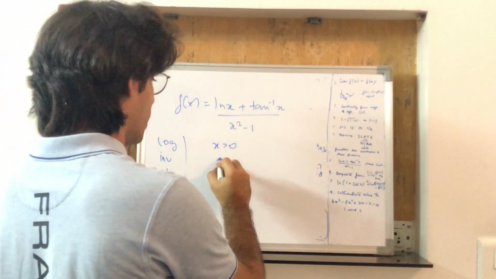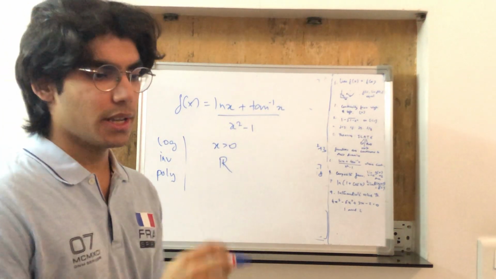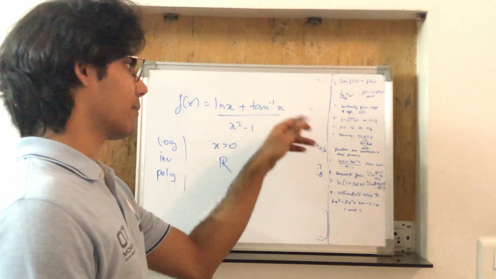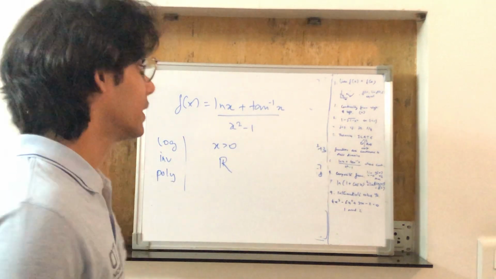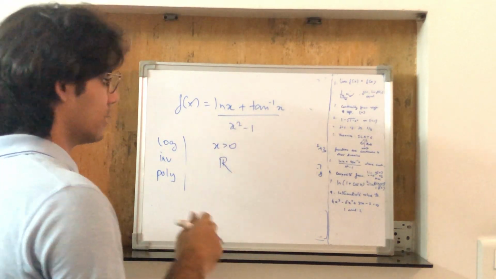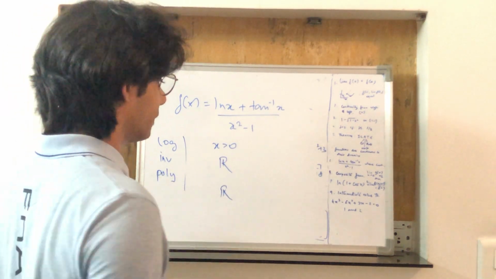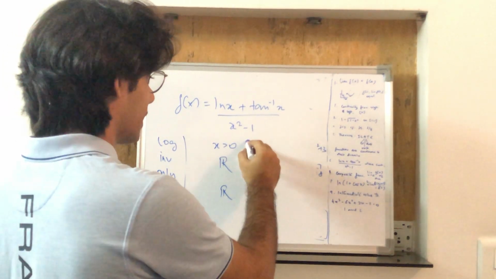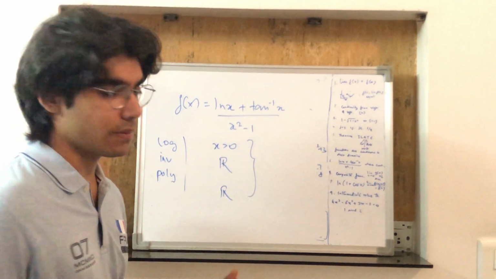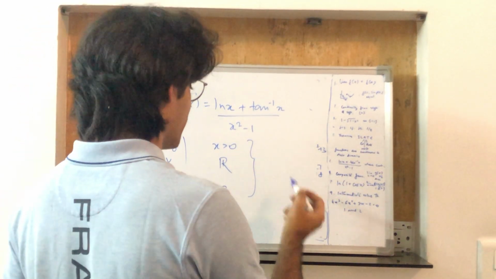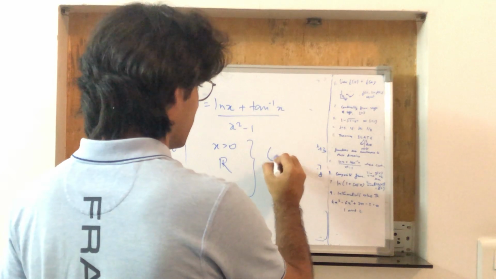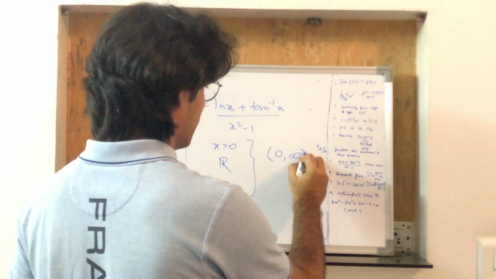Tan inverse of x is defined on all of R, from negative infinity to infinity. I can plug in whatever value I want for x. x squared minus 1 separately is defined for all x, so that's also R. Which means that my combined domain is going to be positive R, so that's 0 to infinity.